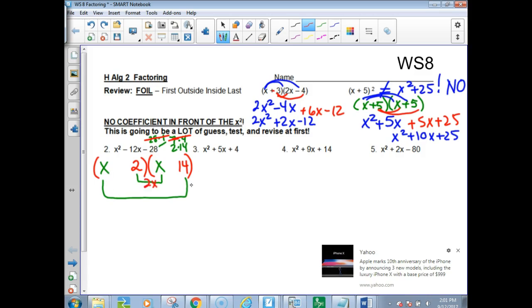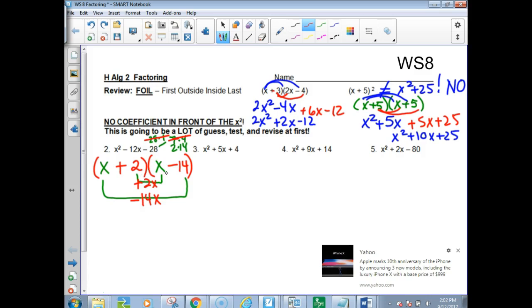And when I multiply the outside ones, I would get a 14x. But what I want to do is when I put those together, I want to get, in some way, a negative 12. Okay, so I would want the bigger one to be negative, so I'm going to put the minus sign at the end here. And I would want the smaller one to be positive, because positive 2 plus negative 14 is negative 12. This should work.